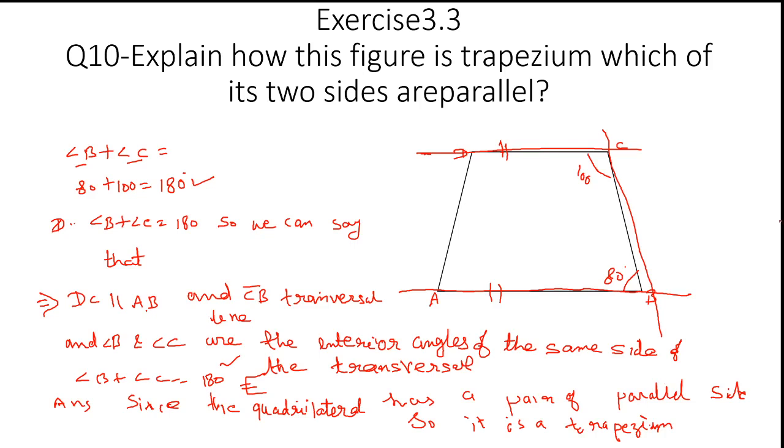We can say that if the sum of the interior angles on the same side of the transversal is supplementary, that means these two sides should be parallel. And the quadrilateral has a pair of parallel sides, that means this is a trapezium.